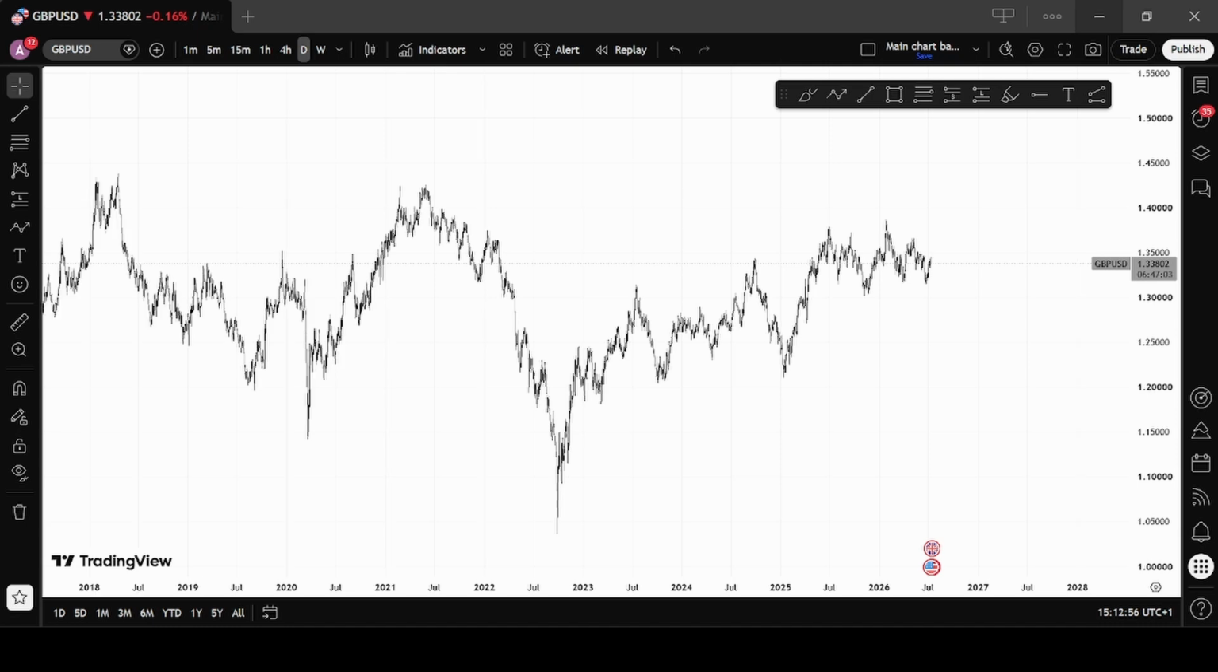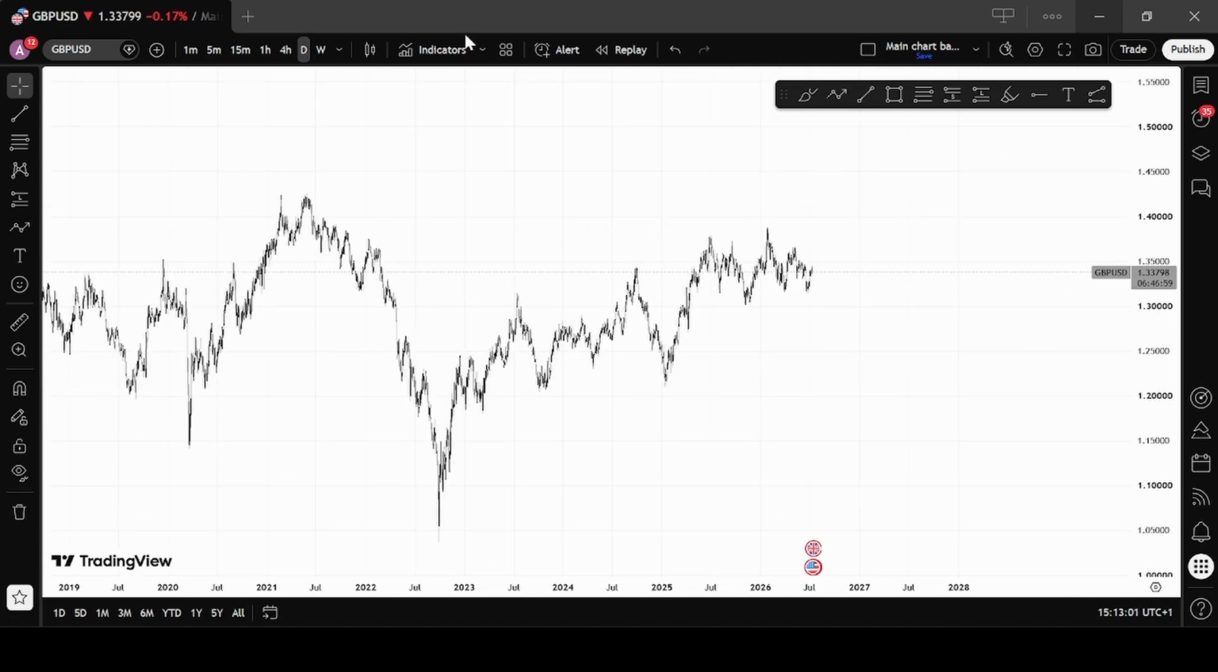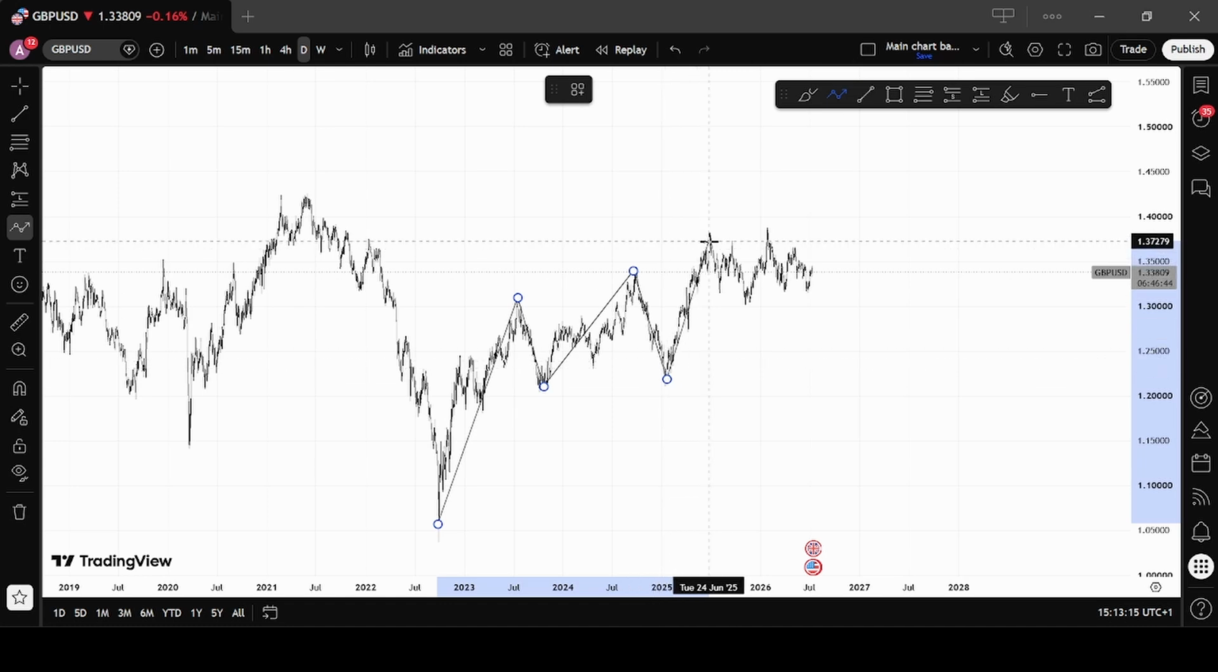So this is GBPUSD on the daily time frame, and as you can see, the market is in an uptrend in the daily time frame, while in the weekly time frame the market is in a downtrend. The market is doing higher high, higher low, higher high, higher low, and the last higher high, the market has now come down to mitigate this higher low demand zone, and is preparing to go up right now.